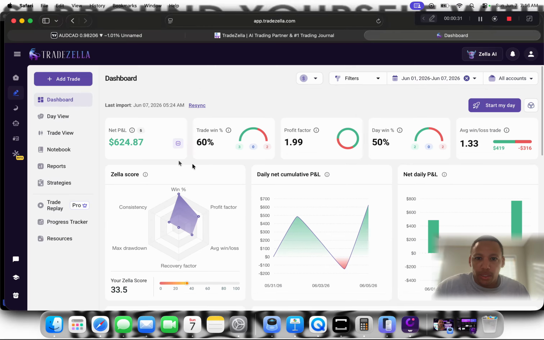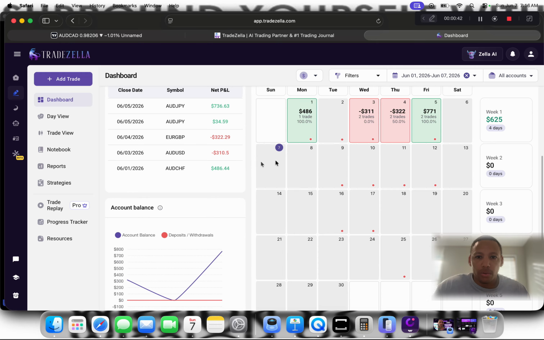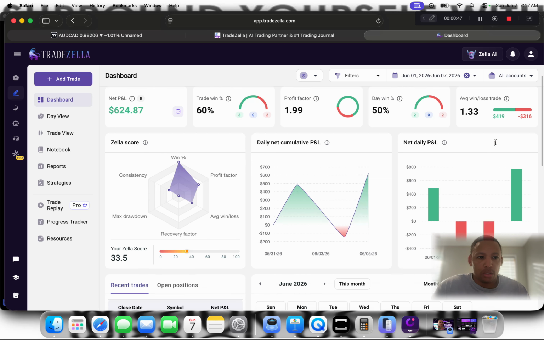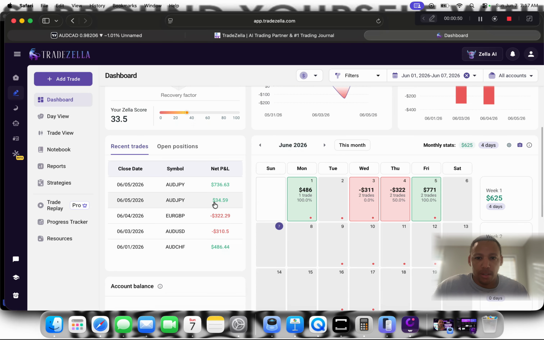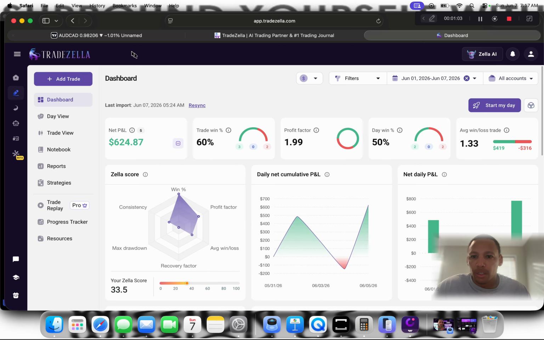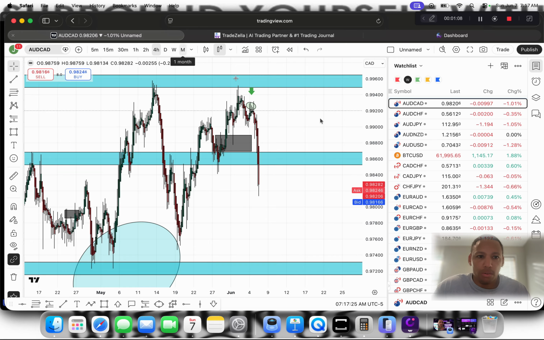As you can see for last week, 60% win rate, profit factor almost a 2. So my average win to loss looks low because of this one right here. In this one, I was up $500 at one point, and it came back. Put my stop at break even, came back, stopped me out. I was able to re-enter and make it happen. But anyway, we're gonna start with AUD CHF, which I already went over in the previous video.